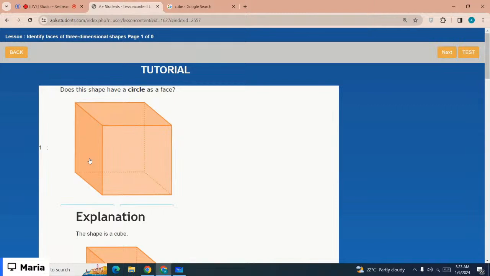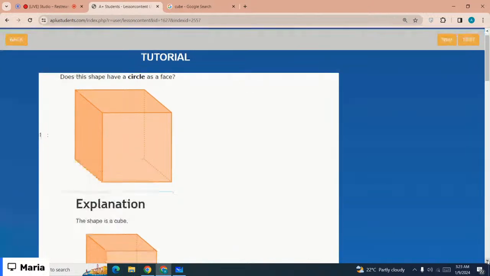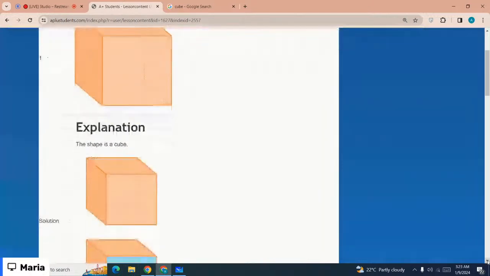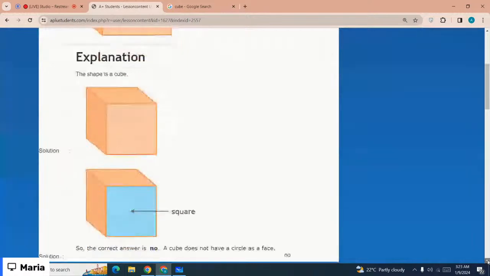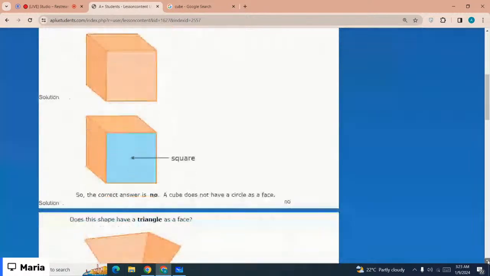Does this shape have a circle as a face? Basically, you have to identify the faces. So, does this shape have a circle as a face? No, the shape does not have a circle as a face. The shape is a cube, and all the faces of a cube are squares. So the answer is no.